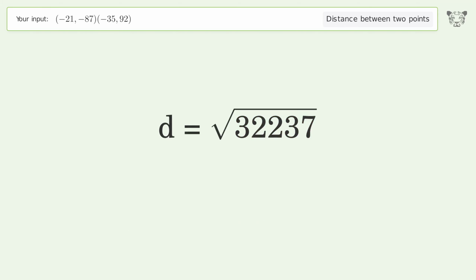And so the distance between the 2 points is the square root of 32,237, or 179.547.